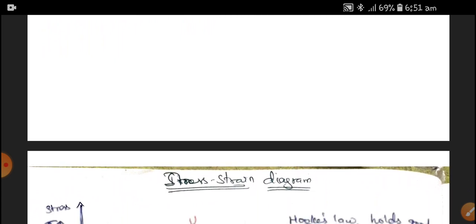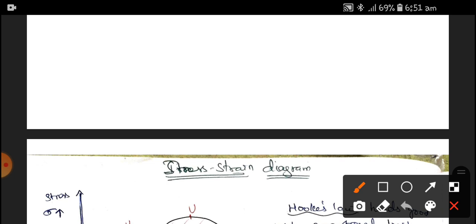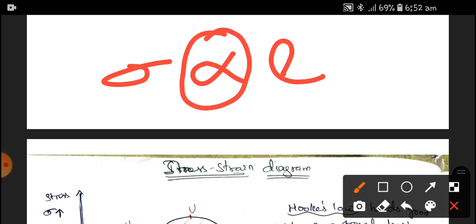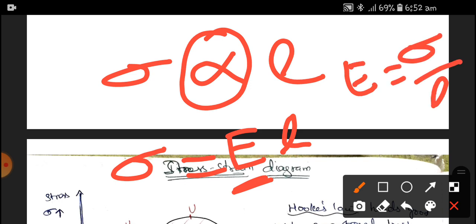Here, in the stress strain diagram, Hooke's law is the basic law which holds good up to the proportional limit. Up to the proportional limit, the stress is directly proportional to the strain. So this is called Hooke's law, where the stress is directly proportional to strain. This proportionality constant is the Young's modulus. Therefore, the Young's modulus is the property of the material. Therefore, here the Young's modulus is equal to stress by strain.